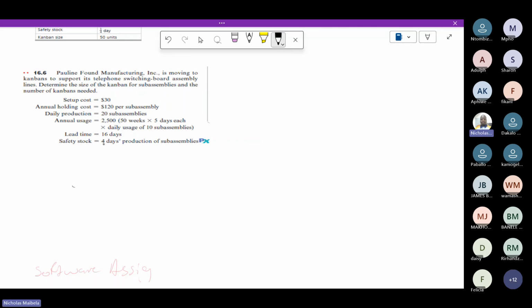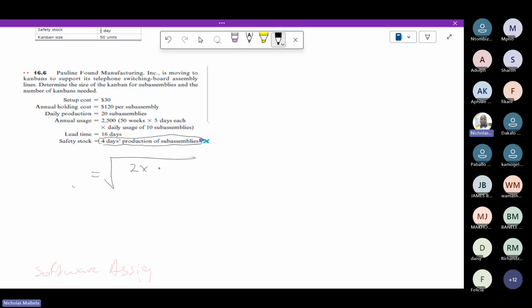You see here, 4 days production sub-assemblies. It's our safety stock. So the terminology is very important to understand. We don't have economic order quantity here, so we look for it. The formula needs to be in the back of your head.